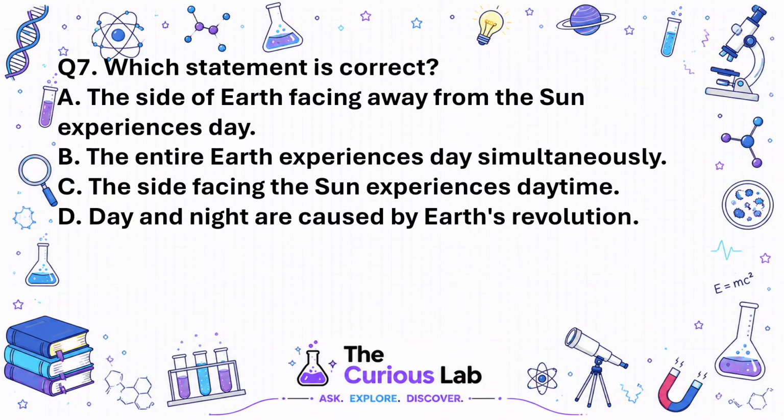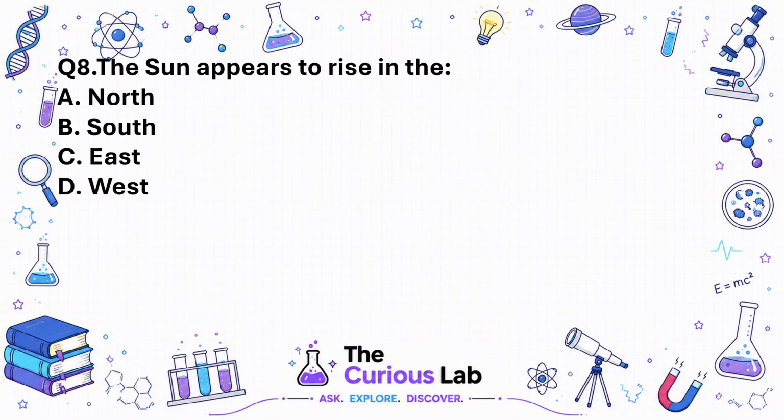Next question. Which statement is correct? The side of the earth facing away from the sun experiences day. No, this is wrong. The entire earth experiences day simultaneously. No. The side facing the sun experiences daytime. The correct answer is C. Next question. The sun appears to rise in the east.